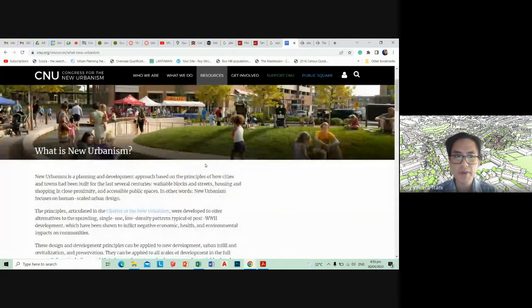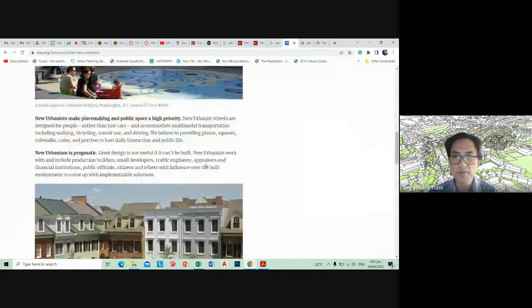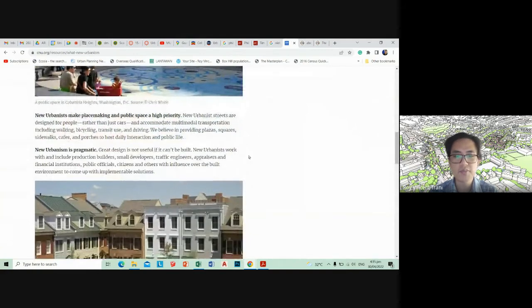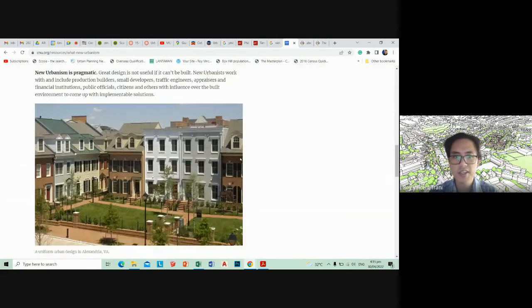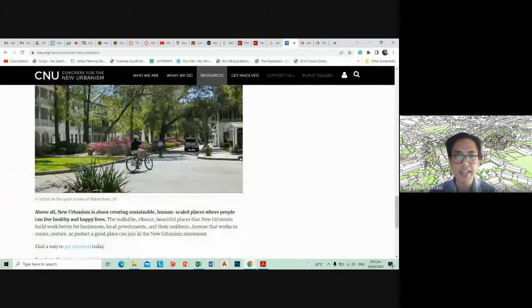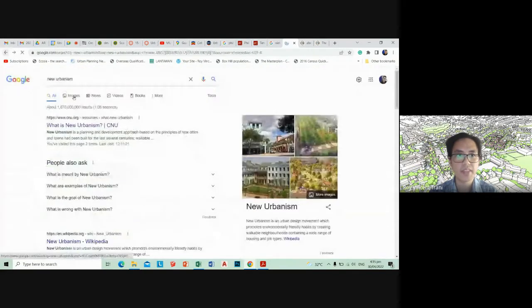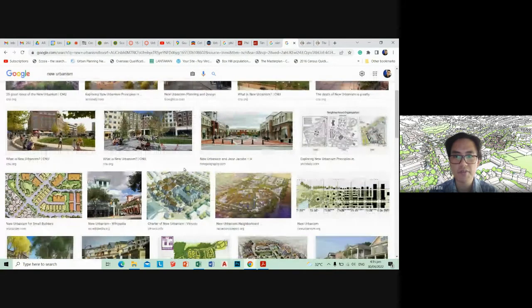So new urbanism again is focused on walkable blocks, streets, and housing, and it's similar to the 15-minute city. It's more people-centric, with fewer cars, but their approach is more general. The main concept of new urbanism is the idea of, let me see here.